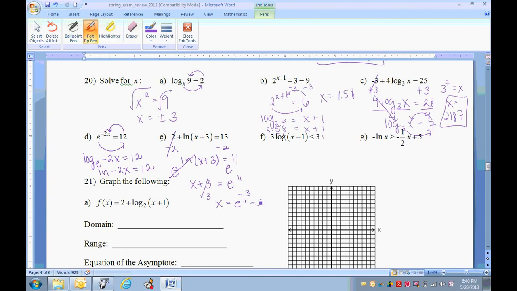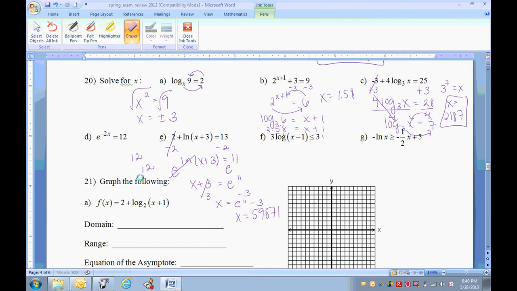And when you type that in your calculator, you end up getting x equals 59,871. And let's go ahead and actually go back to part D.